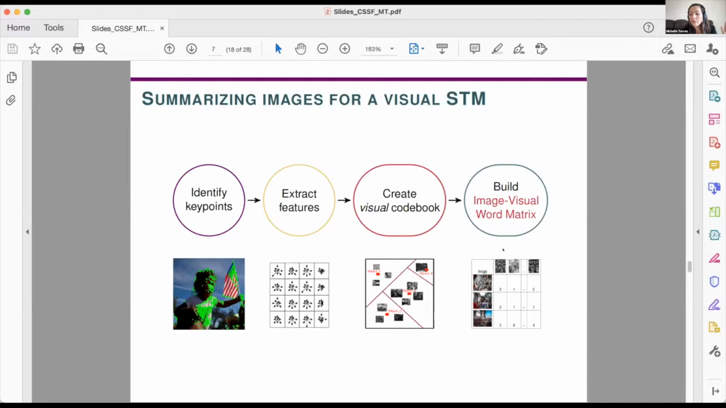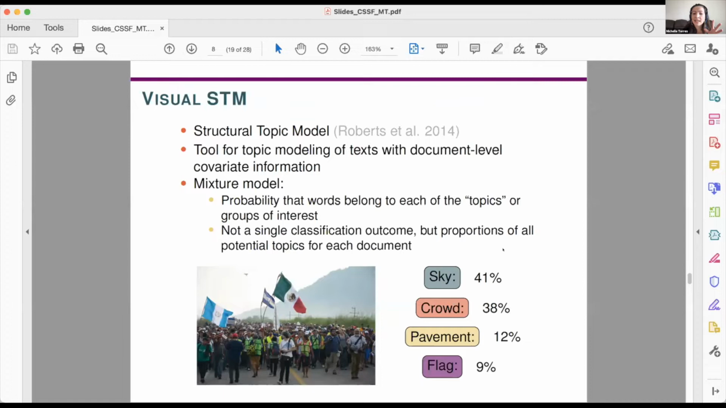And my idea with this is that if you have a picture, for example, this one from the caravan of migrants, which is also one of my topics and one of the themes that I love studying, you can have a proportion of different topics for the exact same image. So a compositional measure of the themes that you can find in an image. And then you can compare these proportions of topics, and analyze how different covariates are influencing the ways in which these frames or topics are being presented to the audience.